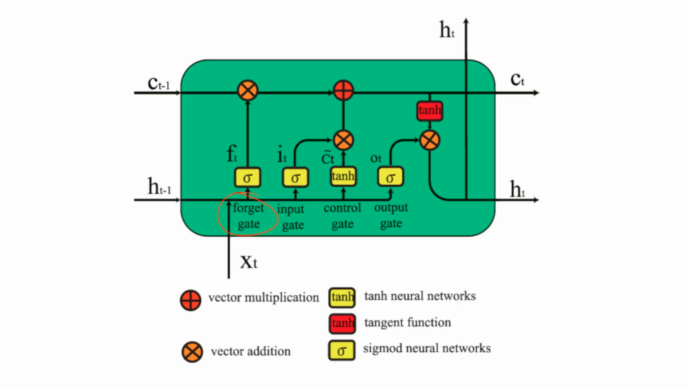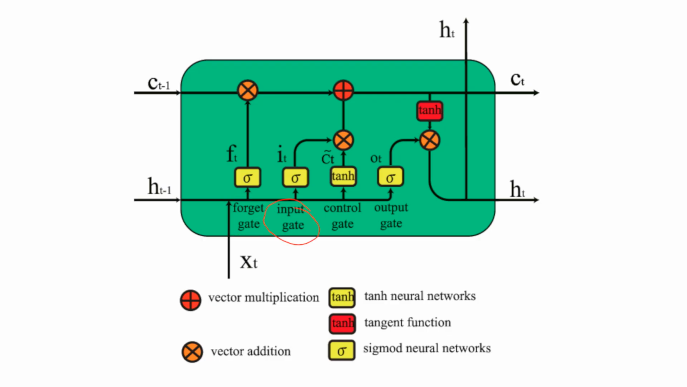Second, the forget gate. This gate decides what information to throw away from the cell state. It looks at the current input and the previous hidden state and outputs a number between 0 and 1 for each value in the cell state. A 0 means completely forget this, and a 1 means keep this information. So, say you're reading a text and the topic changes from cats to dogs. The forget gate might decide that the information about cats is no longer relevant and should be forgotten.